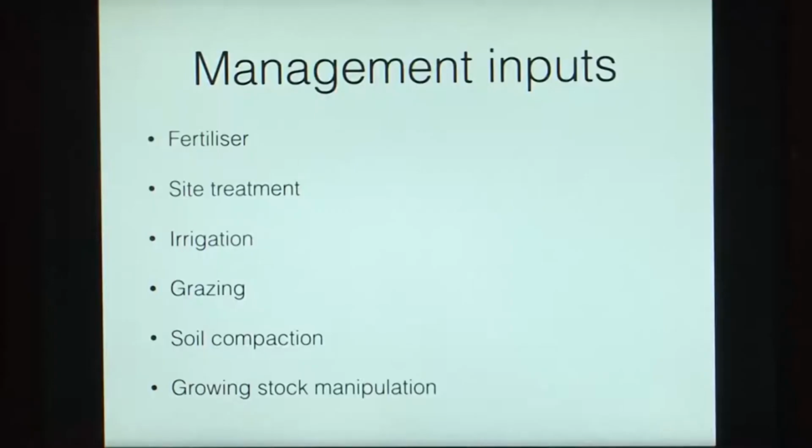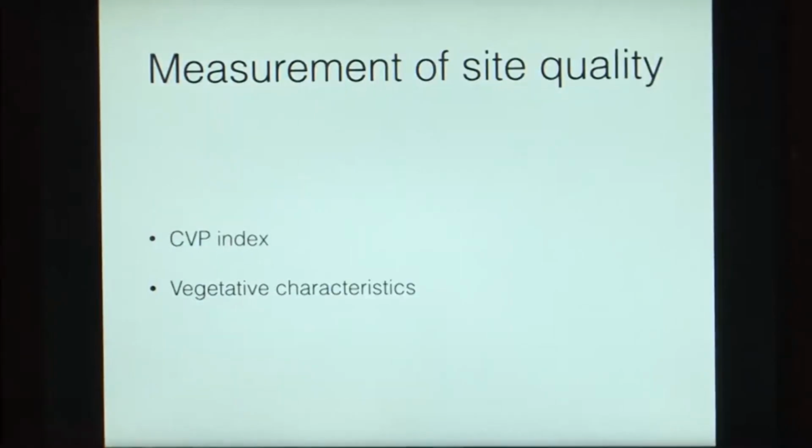So, coming back to the slides. How do we measure the site quality? Now, in the case of site quality, we are using the equation site productivity is equal to site quality plus management, and now we are interested in finding out the site quality itself. This site quality can be figured out in a number of ways. Two of the most common ones are the CVP index and the vegetative characteristics. So, let us look at the CVP index.